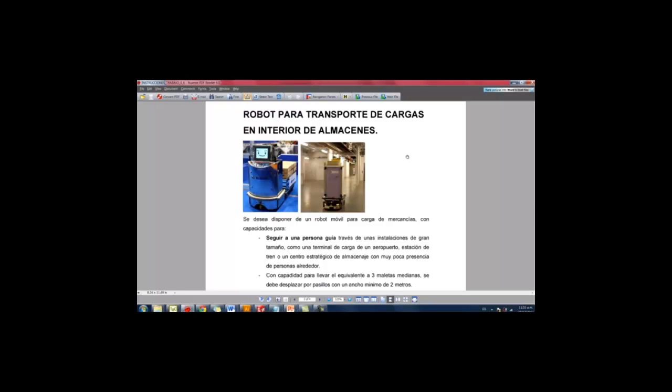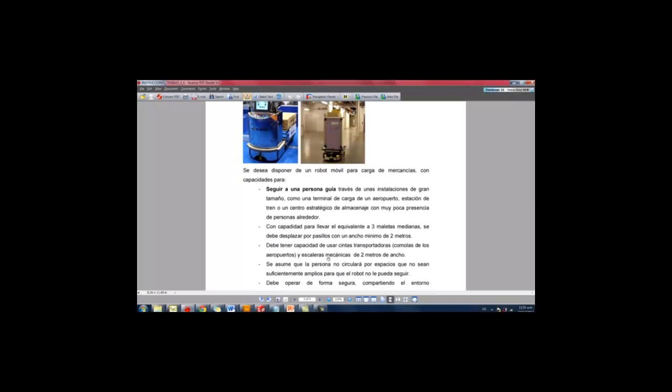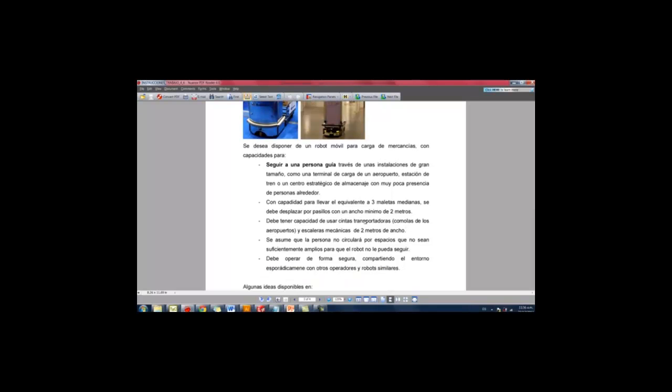We have to create a robot that solves the following problem. Carry a load and follow the path of a person in a place with wide space, such as an airport, a train station, etc. It must transport 3 medium suitcases, go up a conveyor 2 meters wide, and the person would walk through thick spaces, and it must operate safely.